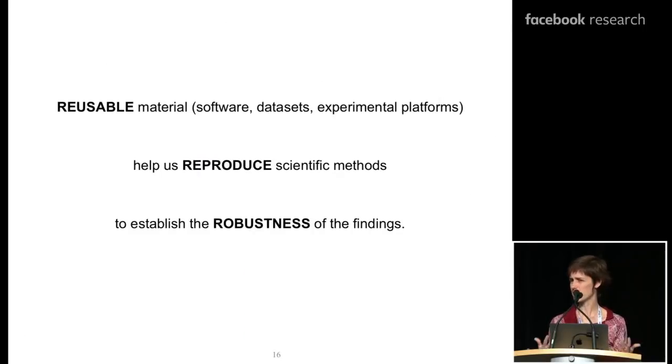And so I think my main message today, the thing that ties the different pieces together, is the following. We really need to have some reusable material, whether it be software, data sets, or experimental platforms. This reusable material is going to enable us to reproduce scientific results. And if we are able to reproduce scientific results, then we're going to have much higher confidence in the robustness of our findings, whether they be specific numerical results or actual conclusions from our study.